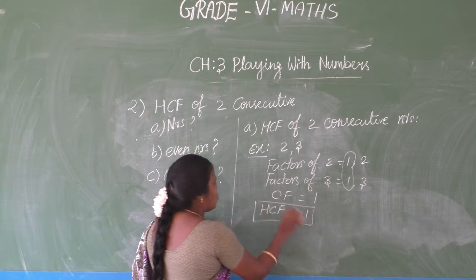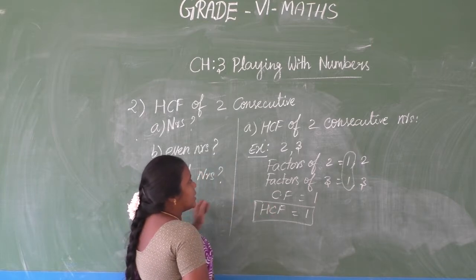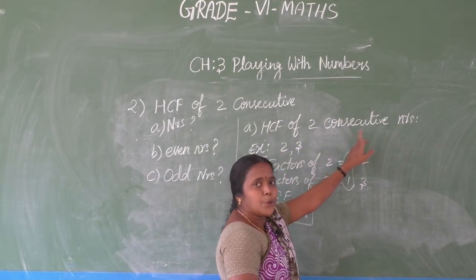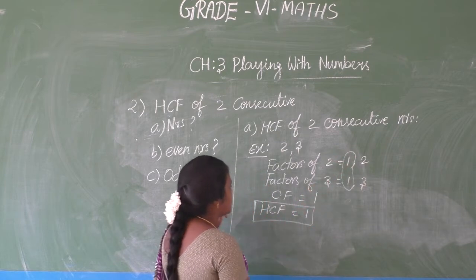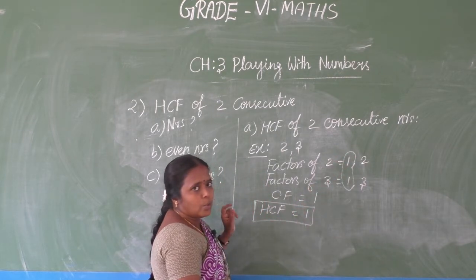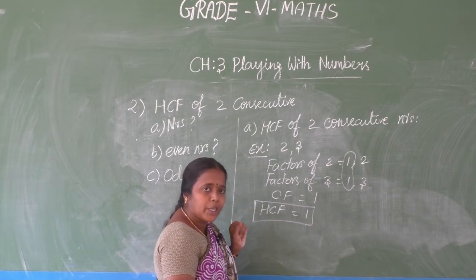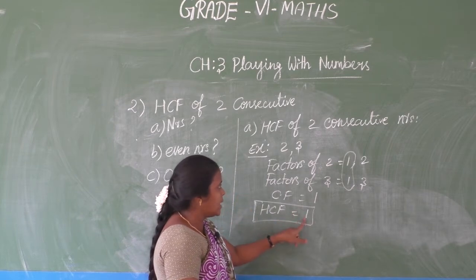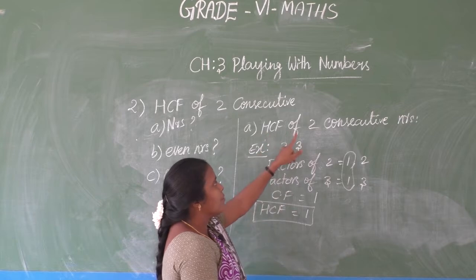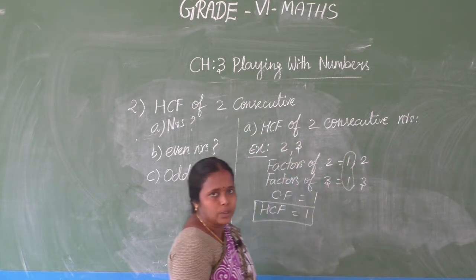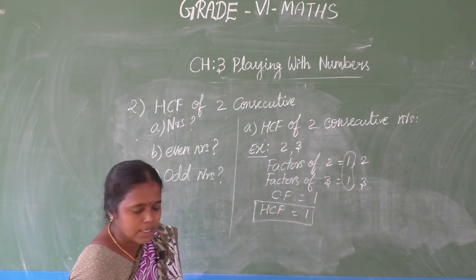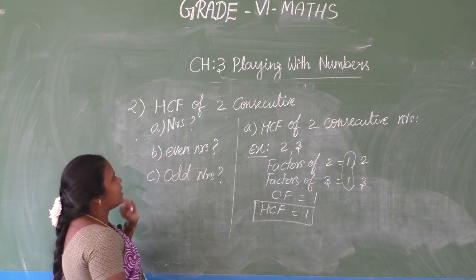Clear? So what do you observe here? HCF of 2 consecutive numbers is 1. One mark: dash is the HCF of 2 consecutive numbers. What do you give? 1 is the answer. 1 is the HCF of 2 consecutive numbers. Understood? Likewise, 2 consecutive even numbers we have to do.